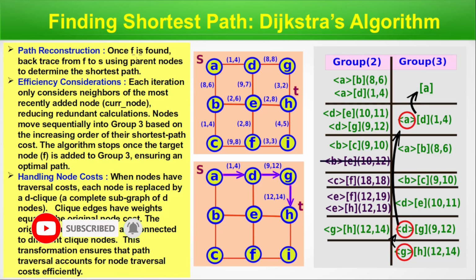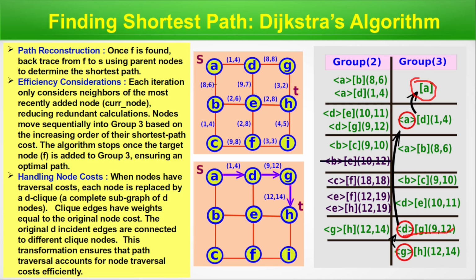So path reconstruction, first A to D. A is first moved to group 3, and now A to D is 1, 4, A to B is 8, 6. Between these two, this is the shortest or least costly path, so it will move to here. From D to G, if we want to go, it is 8, 8, although the previous value will get added. So it will become 8 plus 1, 9, and 8 plus 4, 12. D to G is 9, 12. We keep it here only.